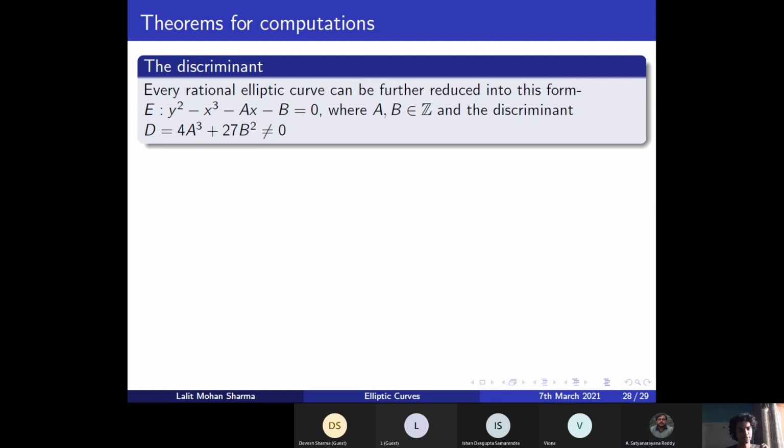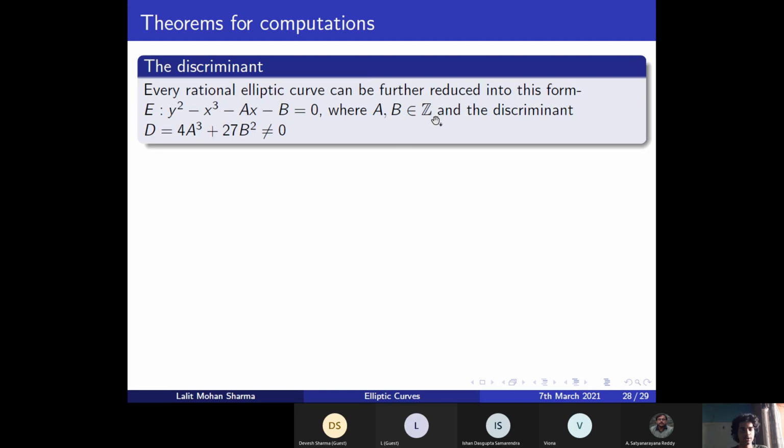Now we have some theorems for computation. As I said earlier, the Weierstrass equation can be further reduced into this equation if the field that we're working with doesn't have characteristic 2 or 3. Since we're working with rational numbers, which have characteristic 0, we can reduce that equation further into this equation: y squared equals x cubed plus ax plus b. Basically, the x squared term has vanished, and a and b are also integers.